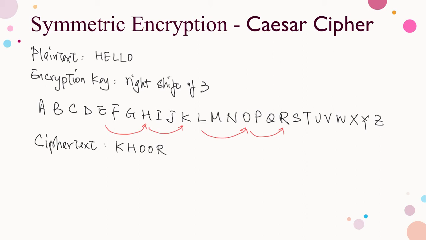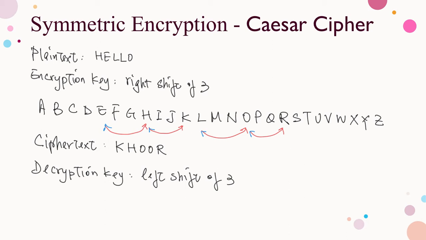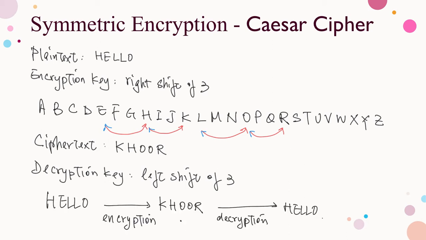To decrypt the ciphertext, just reverse the direction. That is, the decryption key is a left shift of 3. In other words, from this we get hello back. There are many variations of setting the encryption key. You may try and think of other creative choices of the key for the encryption.